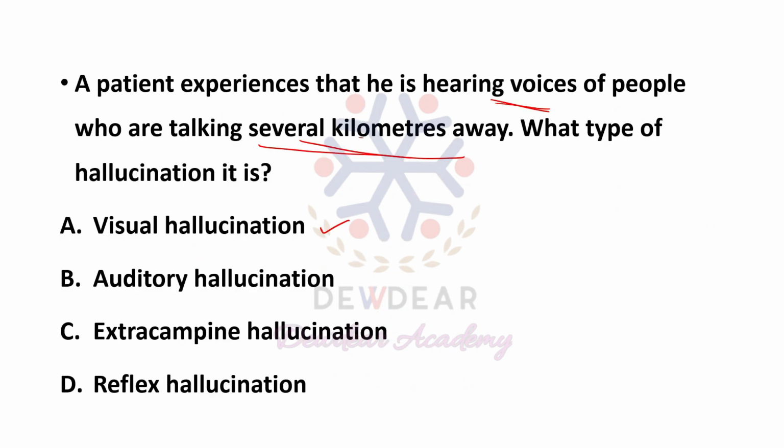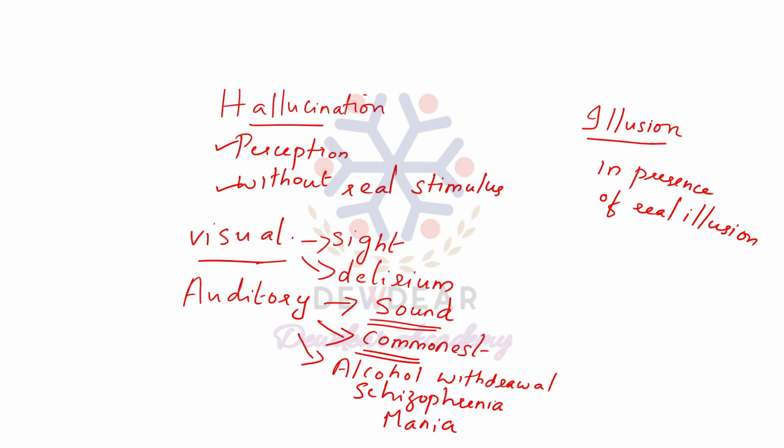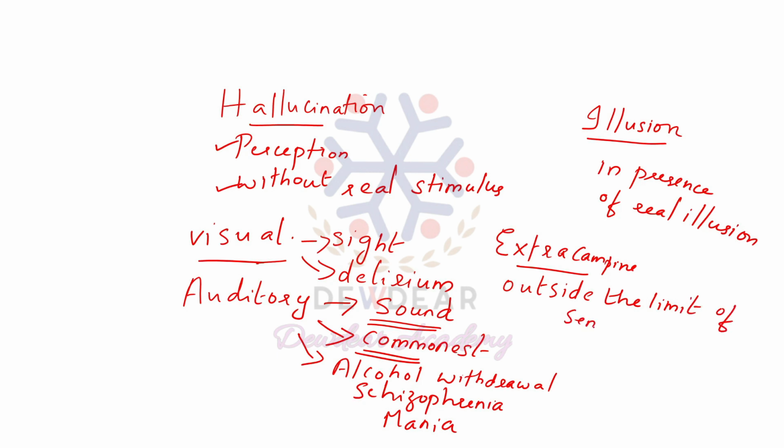Next is extracampine hallucination. What is extracampine hallucination? Here the patient describes the experience of a visual hallucination or any sensory stimulus that is located outside the field of vision. That means the hallucination is experienced outside the limit of one's sensory field.